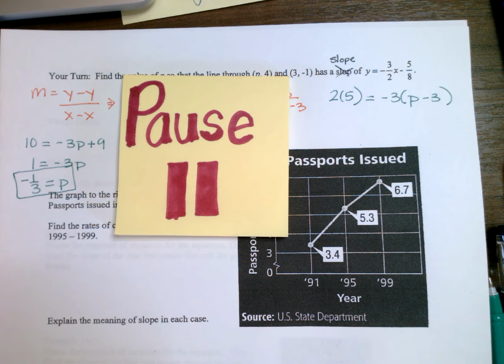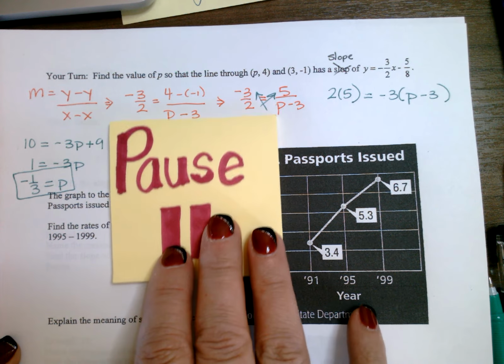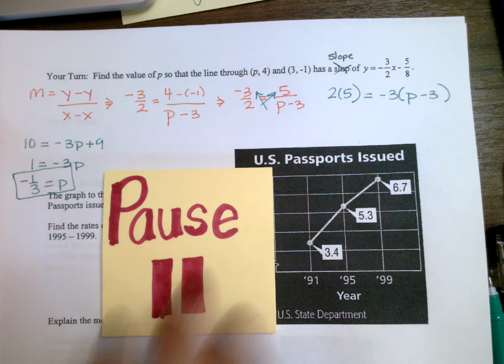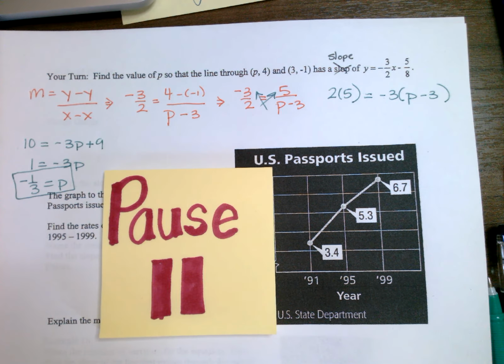Okay, we're on the last part of this lesson. Here is another example for you. A few things I want to point out: one, I just gave you the answer, but you can try it by yourself to see if you also arrive at negative 1/3.